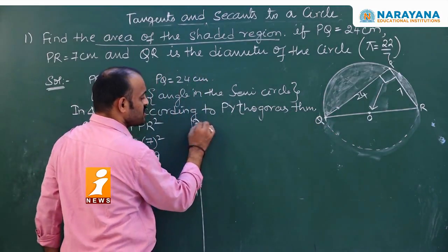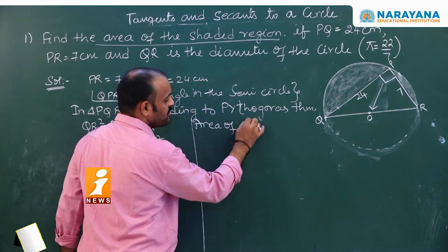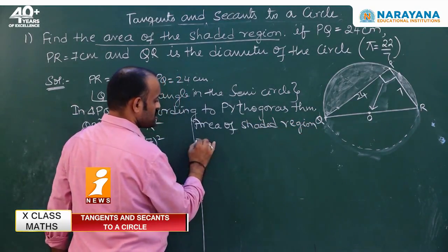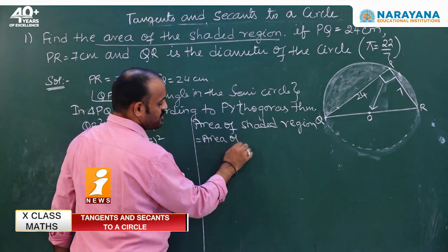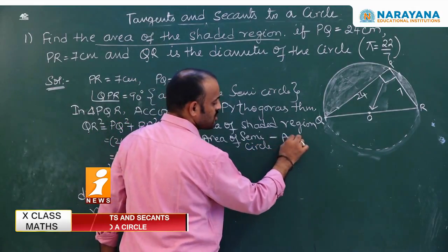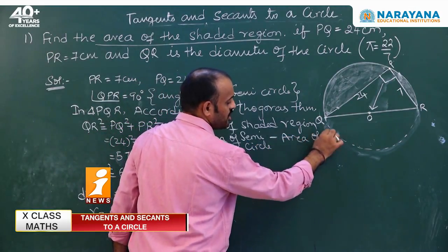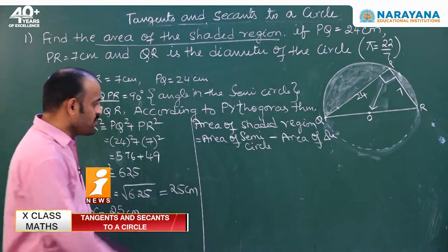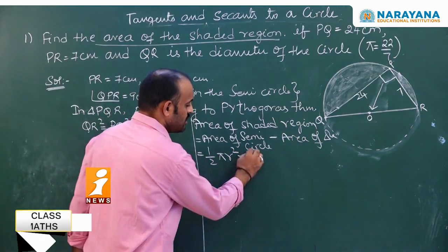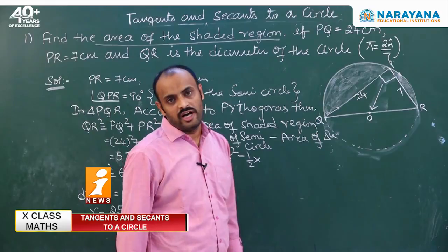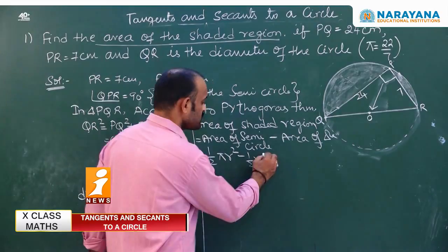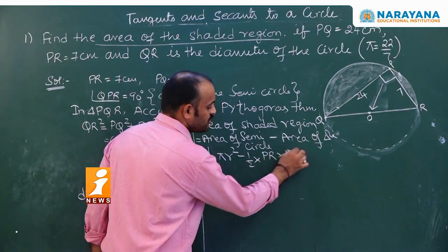Now, area of shaded region is area of semicircle minus area of triangle. What is area of semicircle? Half pi r square. What is area of triangle? Half into base into height. If I consider PR as the base, PQ will be the height. Half into PR into PQ.